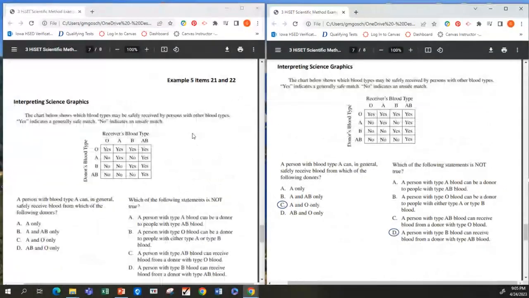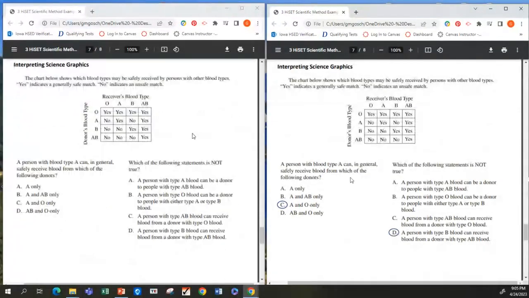Actually, this next one, I can just get it all on one screen. Okay, here you're just interpreting information on a table. The chart below shows which blood types may be safely received by persons with other blood types. Yes indicates a generally safe match. No, it's not a safe match. So our rows are going to indicate the donor's blood type. The columns are indicating the receiver's blood type, and they each have O, A, B, and AB. And then we're looking at the intersection of these two.